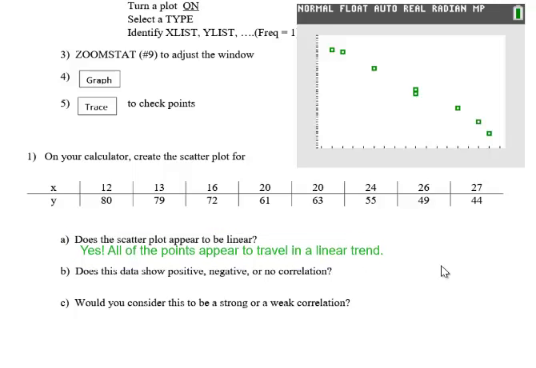Okay. Yes, all the points appear to travel in a linear trend. It looks like that's making a line to me.